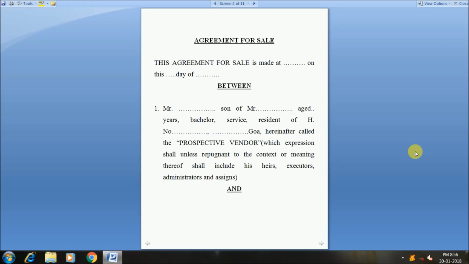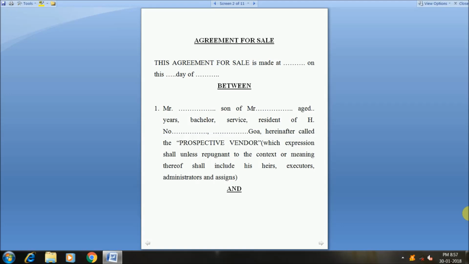Now, this term right here, the prospective vendor or the prospective purchaser, as the case may be, can be anything. It is not necessary that it has to be stated in this specific fashion only, or that these specific words are required to be used. You can use any sort of phrases you like, so long as they make sense and fit into the context. For example, the first party, the second party, or the transferor, the transferee. You can use such terms also, so long as they make sense and fit into the context of the document.